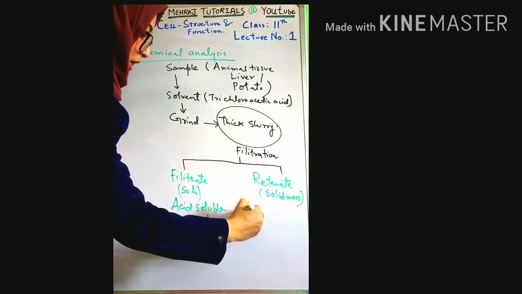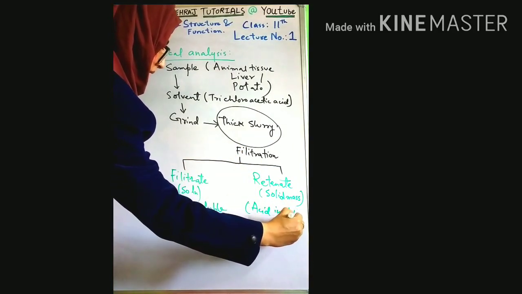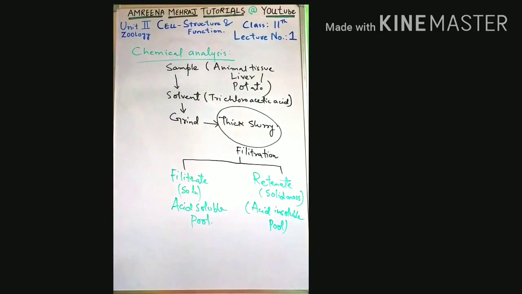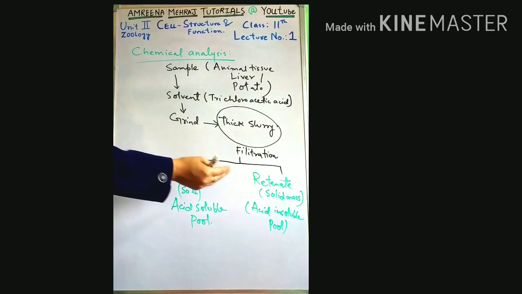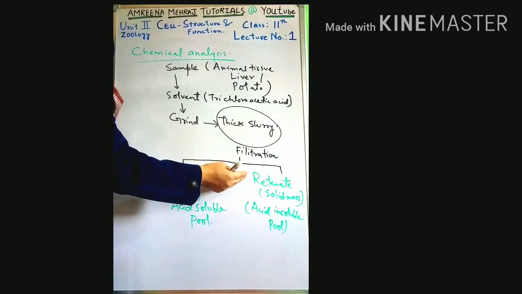So we can call them what? Acid insoluble. You can call that acid insoluble pool. So all these molecules which are soluble in acid, you will get them in this filtrate part, and all the substances which are not soluble in acid, they will remain in retentate part.